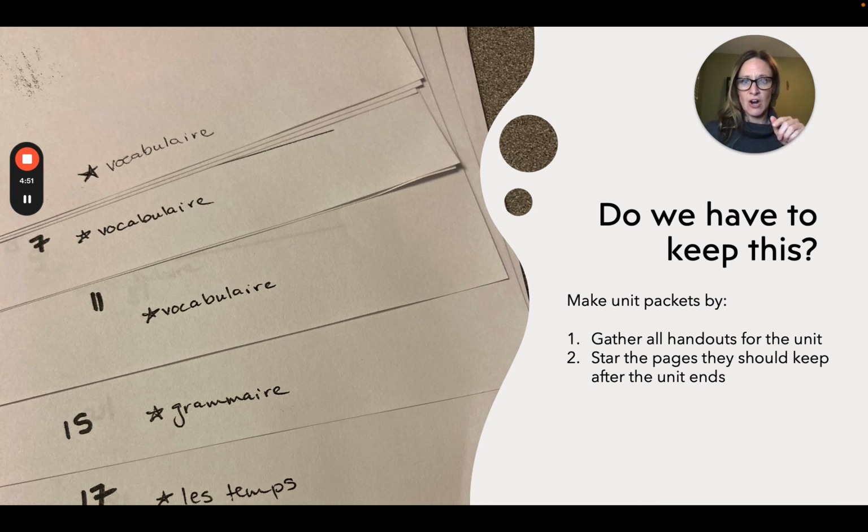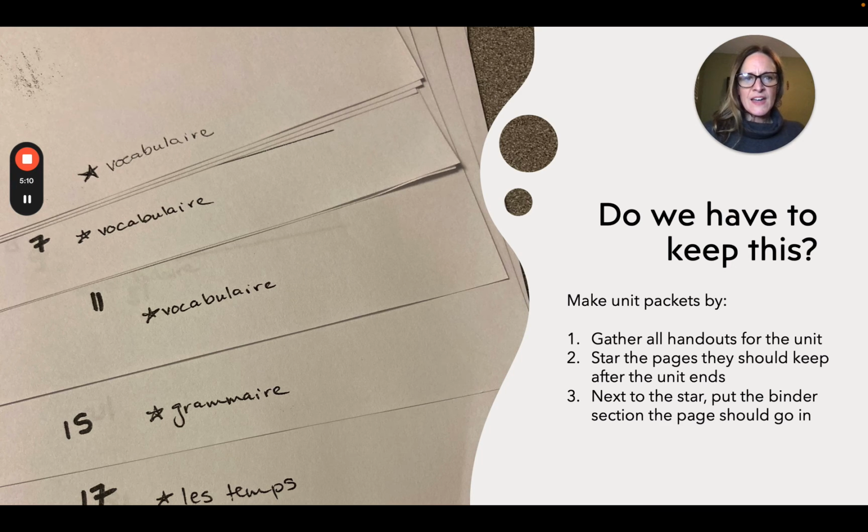I put a star at the bottom of the page by the page number. I always try to make sure that the pages that I star are odd numbered pages in the packet. That just makes it easier when they deconstruct the packet later and save pages to put in their binder. Then next to the star, I write the section of the binder that it needs to go in.